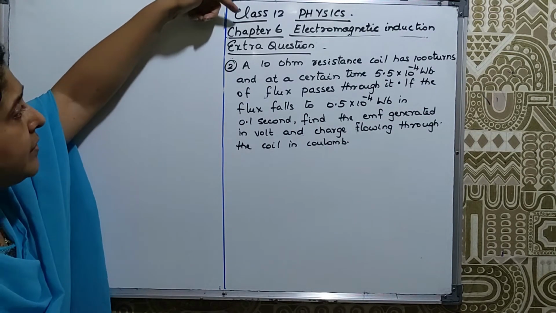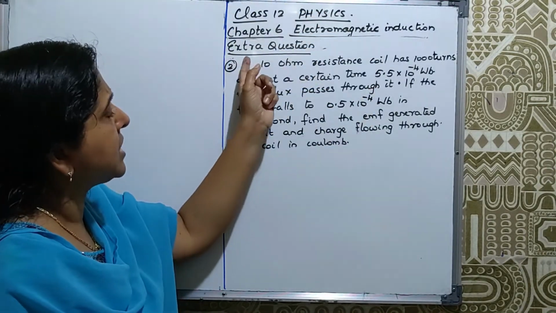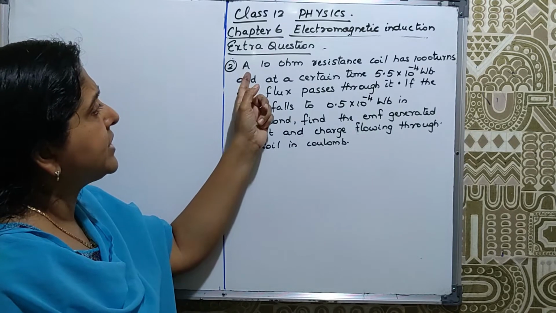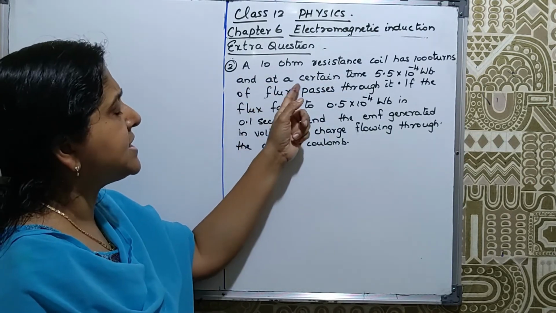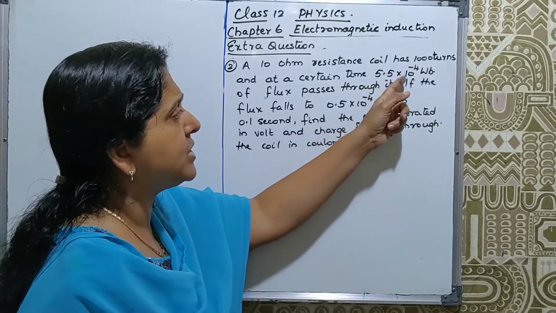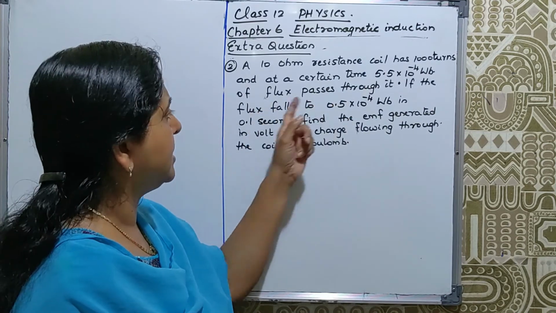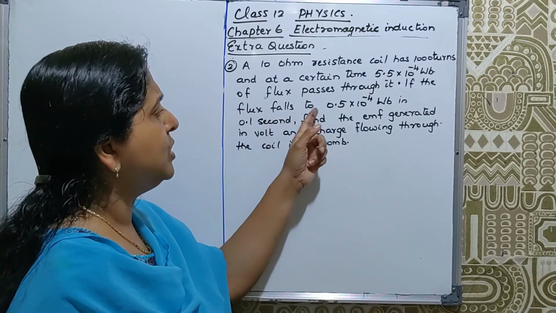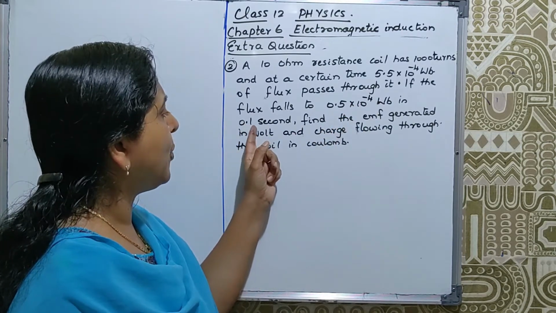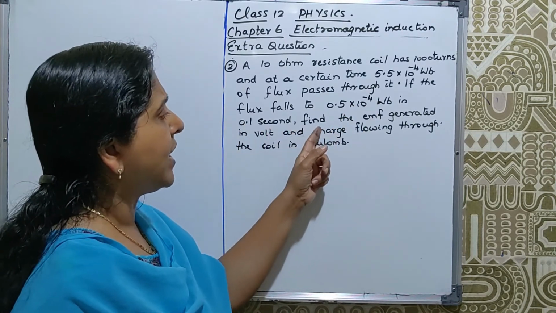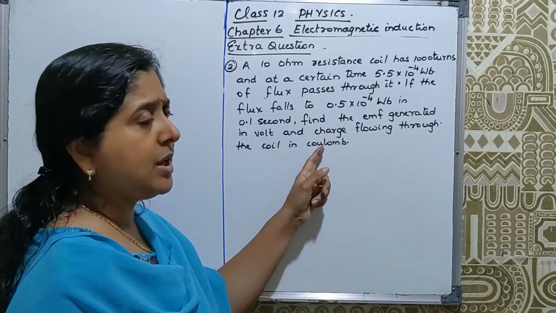Hello children, we are doing class 12 physics, chapter 6, electromagnetic induction, extra question 2. A 10 ohm resistance coil has 1000 turns and at a certain time 5.5 into 10 raised to minus 4 Weber of flux passes through it. The flux falls to 0.5 into 10 raised to minus 4 Weber in 0.5 seconds. Find the EMF generated in volt and charge flowing to the coil in coulomb.